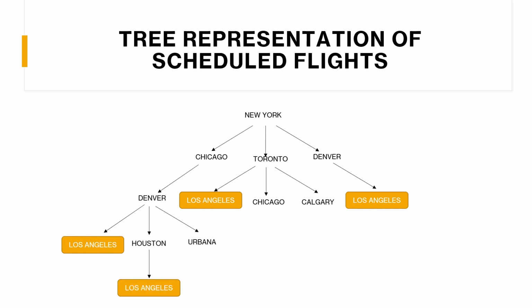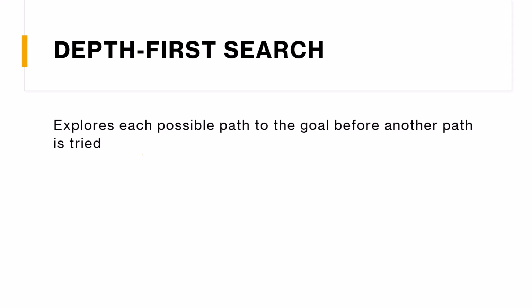Right? Now, once we've done that, we can clearly see the routes that the customer can take to reach their destination. Now, let's look at this in terms of the depth first search. What the depth first search will do is explore each possible path to the goal, to the destination in this case, before another path is tried. Remember that once it's found a solution, it's not going to go looking for another solution.